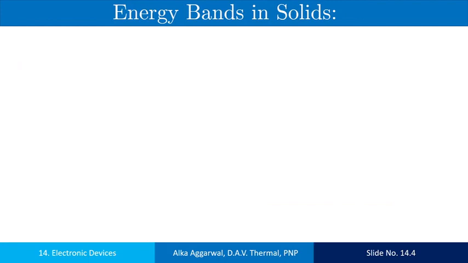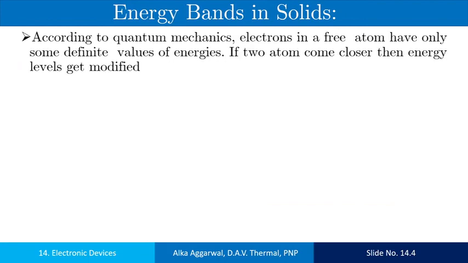Now we start with the energy bands in solids. According to the Bohr's atomic model, the electrons in an isolated atom revolve around the nucleus in stationary orbits and have discrete energies which are determined by the quantum mechanical laws. Therefore, the electrons have well-defined energy levels in an isolated atom.